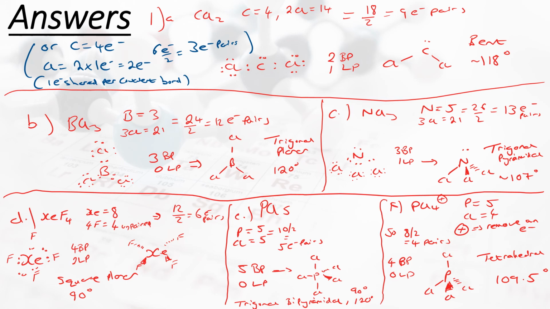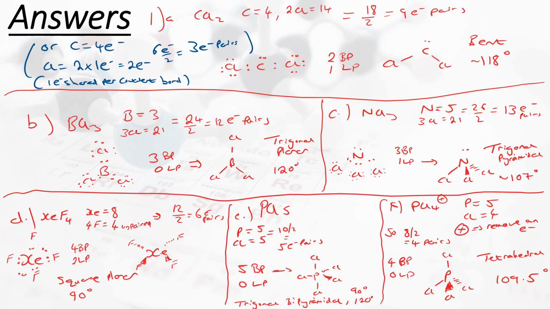E, phosphorus pentachloride, PCl5. Phosphorus is in group 5, so 5 electrons. Chlorine is each going to donate 1 electron in a covalent bond, and therefore 5 in total. 10 electrons divided by 2 is 5 electron pairs. We've got PCl5 from 5 electron pairs, so it must be 5 bonding pairs and 0 lone pairs. And so therefore we end up with a trigonal bipyramidal structure and bond angles of 90 and 120. Remember, there's 2 bond angles in the trigonal bipyramidal structure.